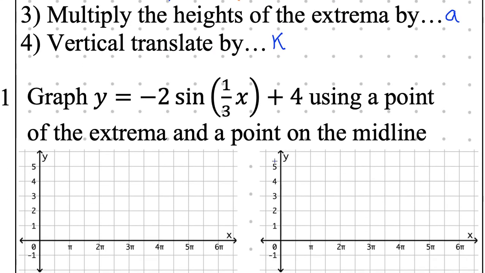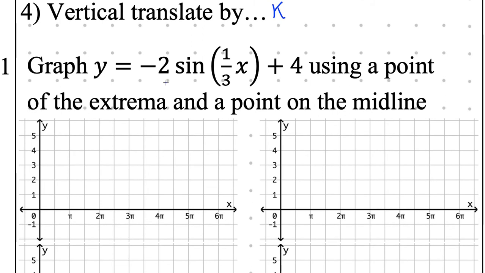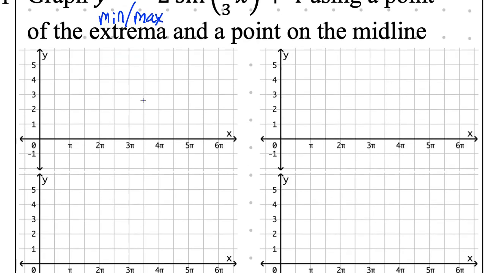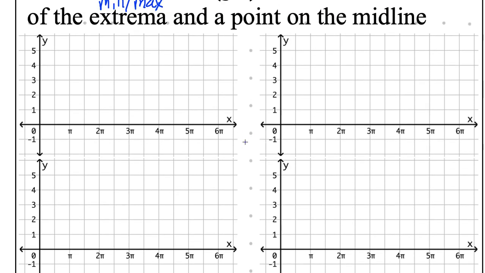Let's move on to example number 1. I want to graph this function. On Khan Academy, you have to use one point that is defined by being an extrema, which means, again, if you don't like that word, a minimum or a maximum. And you also have to have one point that is on the midline. So you'll notice if you drag one point around on Khan Academy, it's only affecting the midline. It'll never turn into a minimum or a maximum. So, Mr. Sindel, why do we have 4 different graphs here? Because there are 4 really key steps in terms of graphing this thing.